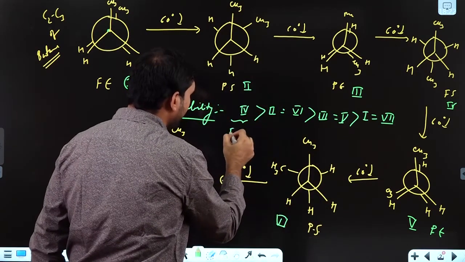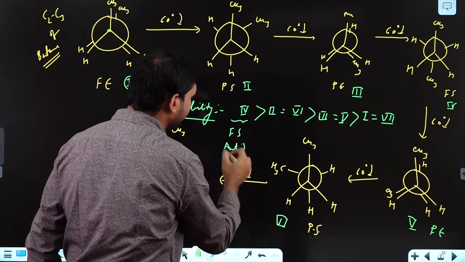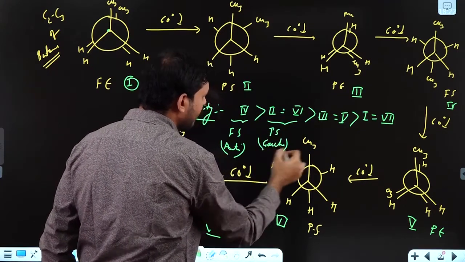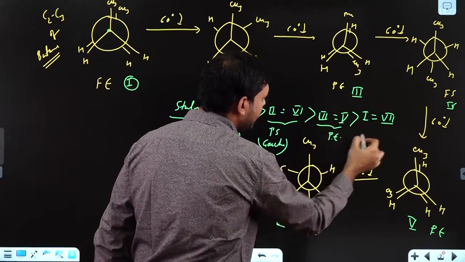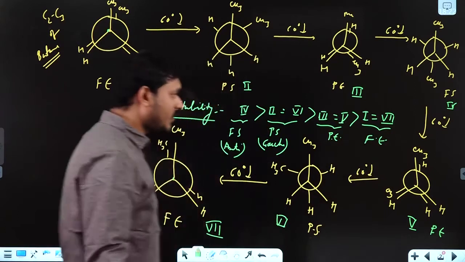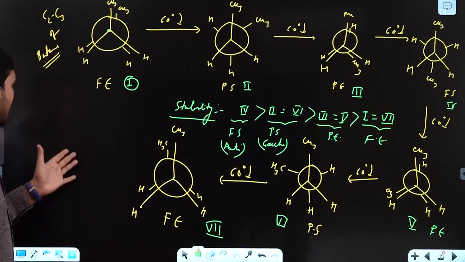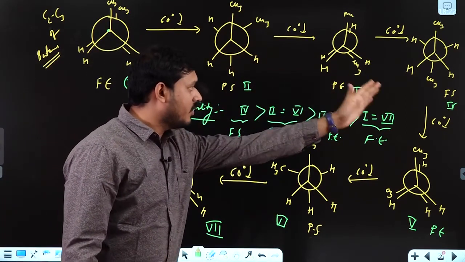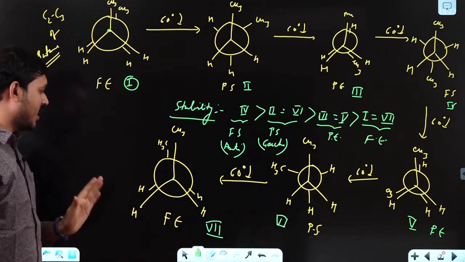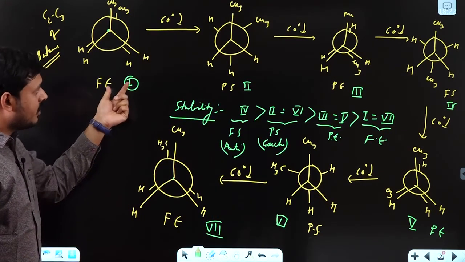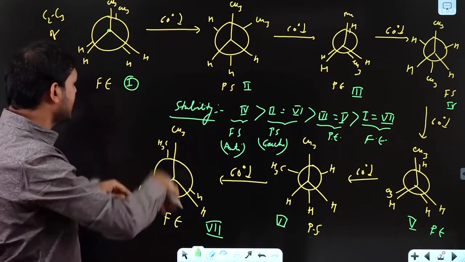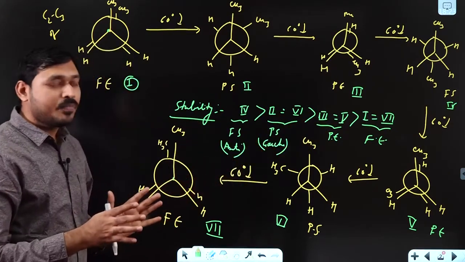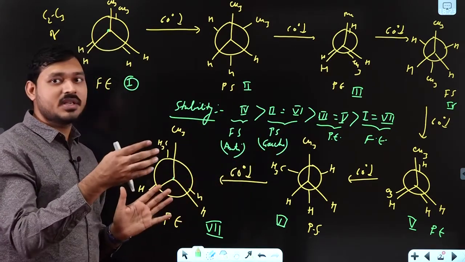This is your fully staggered or anti form. This comes your partially staggered or gauche form. This comes your partially eclipsed, and this comes your fully eclipsed. So you can see this entire structure starting from 0 degree, 1 2 3 4 5 6 7 up to 360 degree rotation. Structure 1 and 3 differ by 120 degree, similarly 1 and 7 by 360 degree. So this is the order of their stability. Again, if stability is more, potential energy will be less.